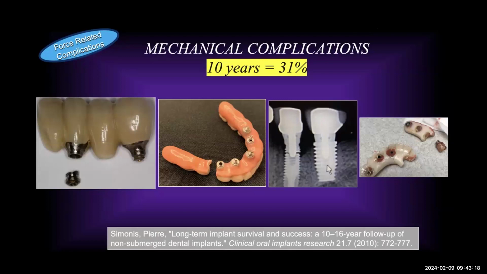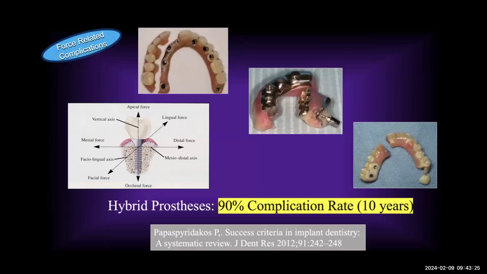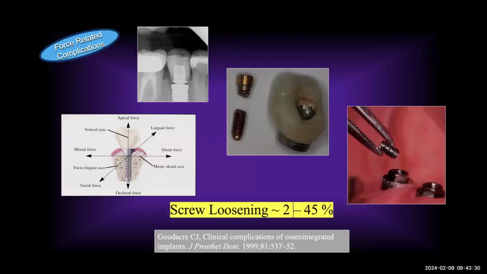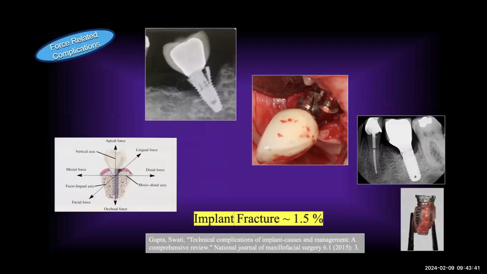If you look at this study, at 10 years, you're looking at over 1/3 of those have some type of mechanical complication. Here's a hybrid prosthesis. At 10 years, you're looking at 90% complications. Screw loosening, even though it's far less now, some studies are up to 45%. So all of these are force-related issues. In implants, we're seeing more and more implants fracturing, which we never did in the past. And because of that, we have to look at the forces, and the forces are usually occlusal related.